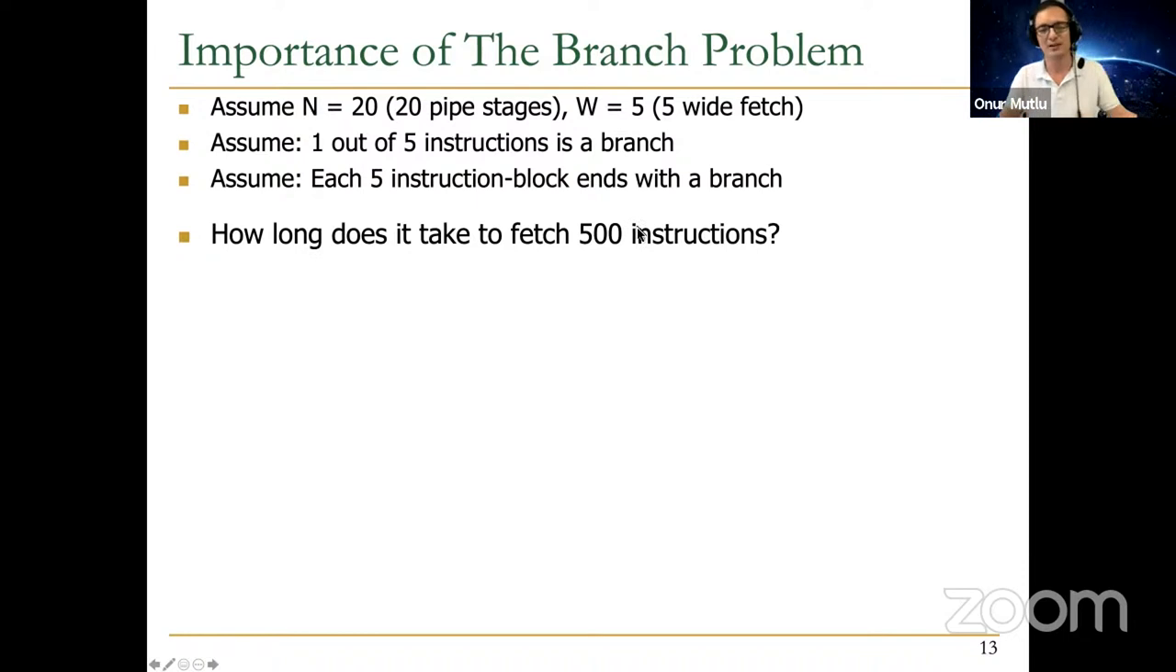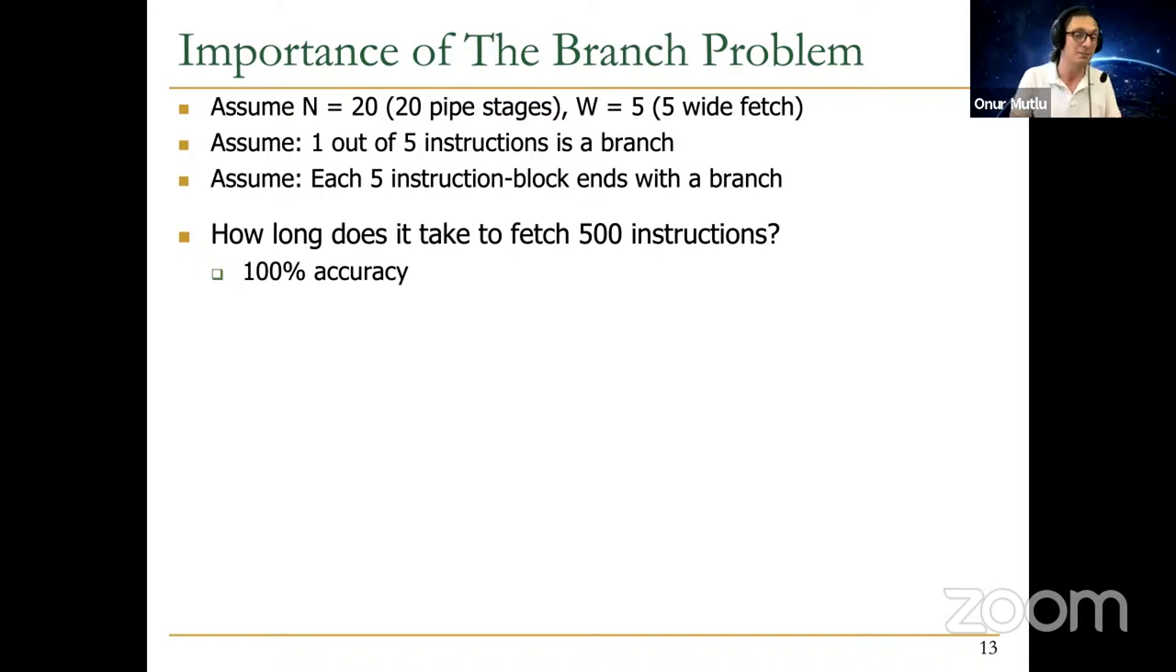So there are multiple ways of approaching this problem. I will let you find your own approach. In general, it's best for you to find your own approach to the problems. But let me give you how I would approach this problem. Of course, the question is not complete yet. How long does it take to fetch 500 instructions? I cannot just ask you that. I should give you the accuracy of the branch prediction, right?